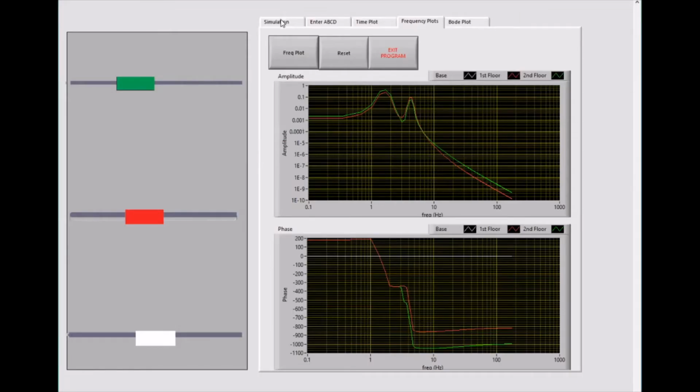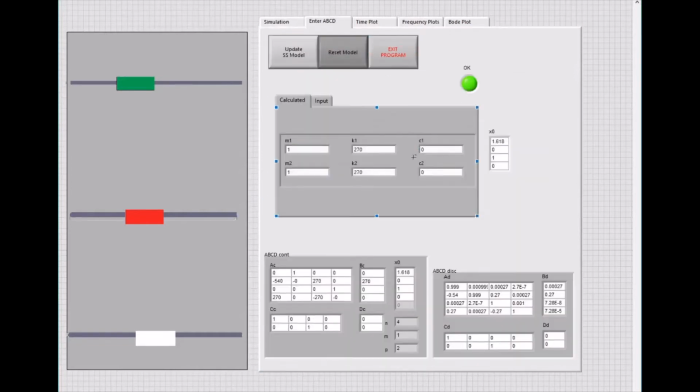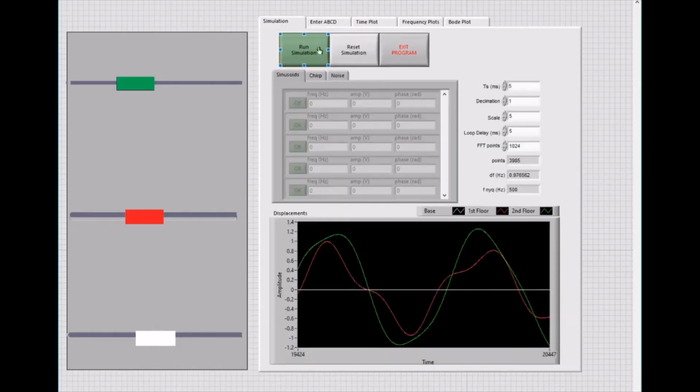Now I want to exit the program and go to simulation. I'm going back to 5 milliseconds, and with the ABCD, C was actually 0.3286, so I'm just going to put 9. Then go to simulation, and I'm going to put in a frequency of 0.5. Phase is 0. You actually have to put in 0, enter.